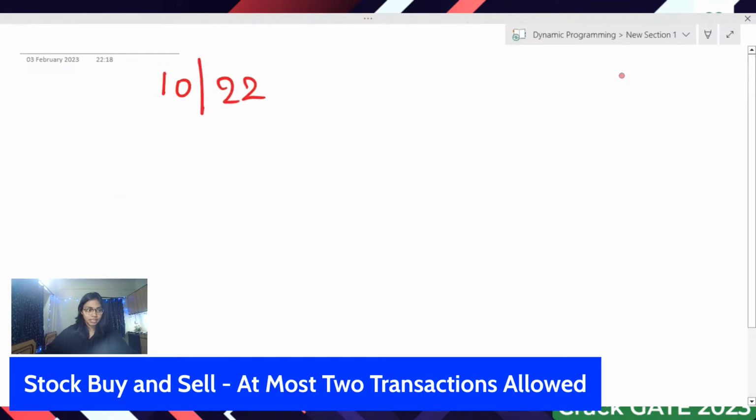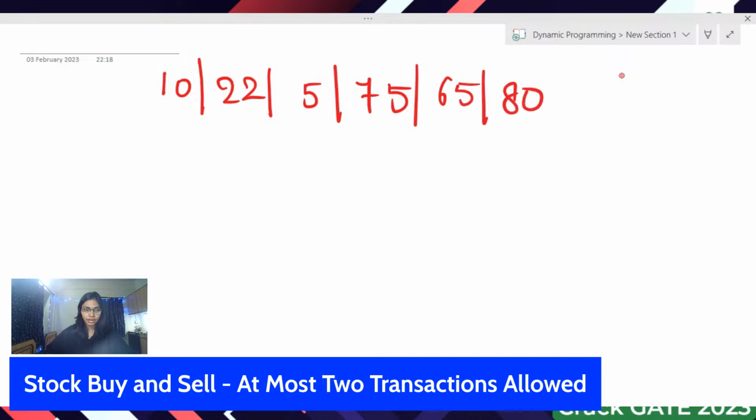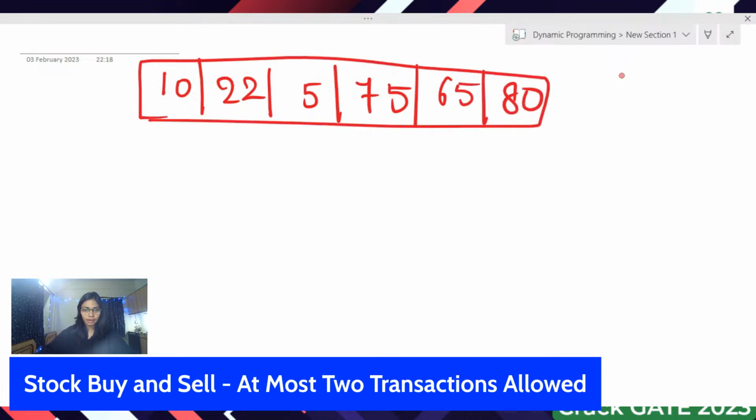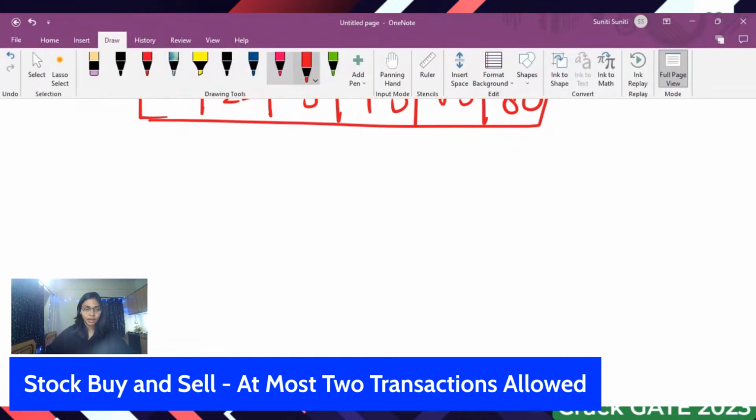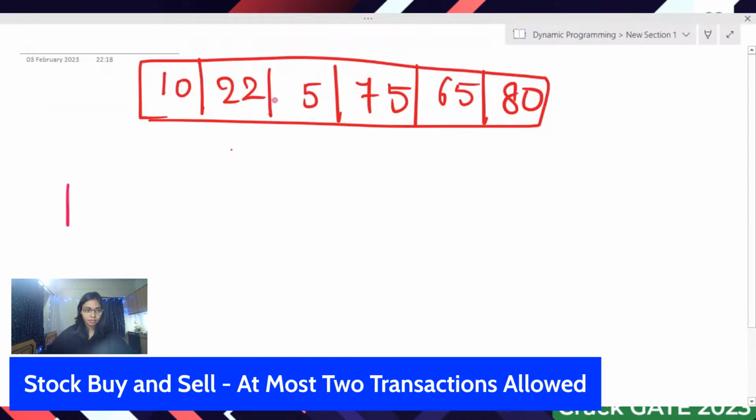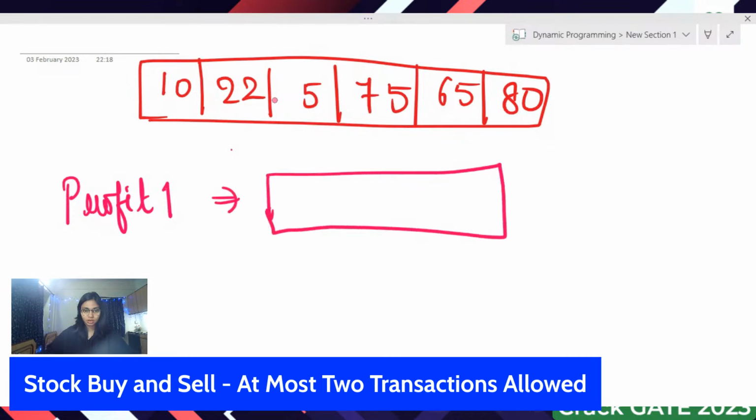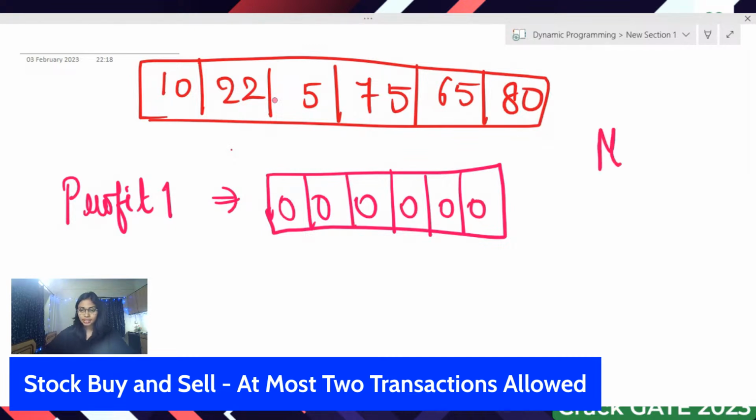So let us say the array is 10, 22, 5, 75, 65, 80. First of all, I am trying to fill this minimum price. I'm filling this profit 1. Let me make this profit 1 array, with indices 1, 2, 3, 4, 5, 6. Every value is initialized with 0, and this is the min price that I will keep on updating. Now I'm starting my traversal from this point.